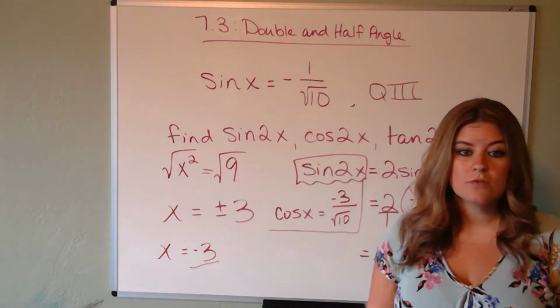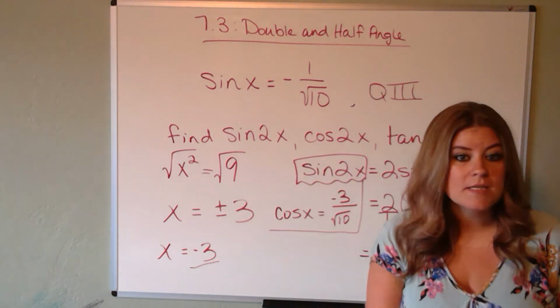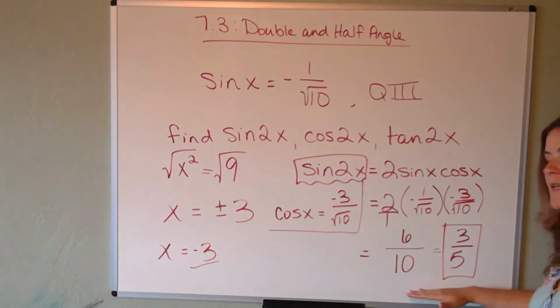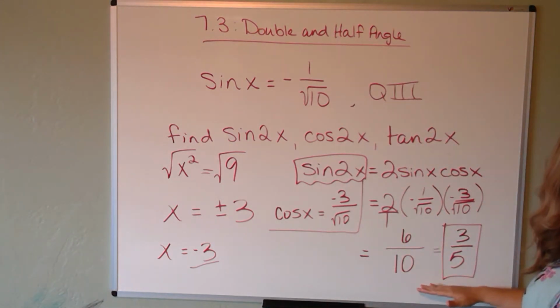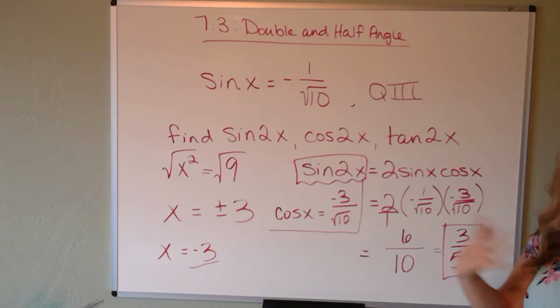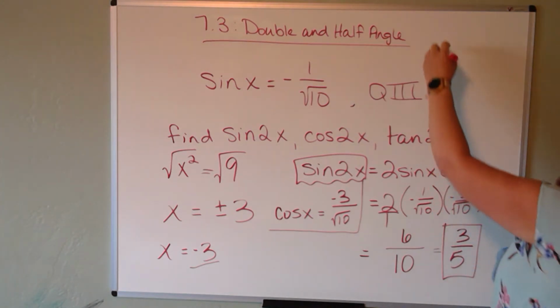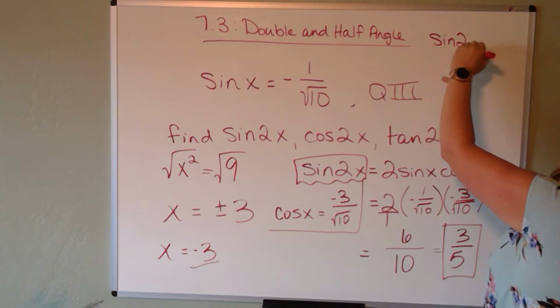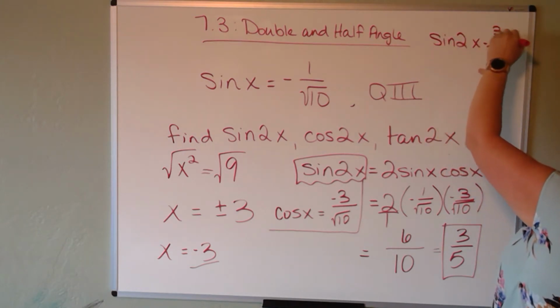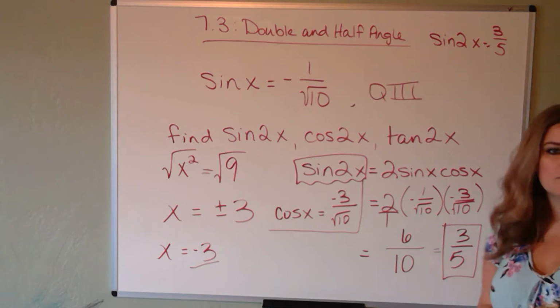X might be in quadrant 3, but 2x is going to be in a different quadrant, right? So whatever you get here, whether it's positive or negative, is your answer. You don't have to think about whether it's plus or minus. Okay, so I just found the sine of 2x equals 3/5. So I'm going to write that up here. It's an answer we found.